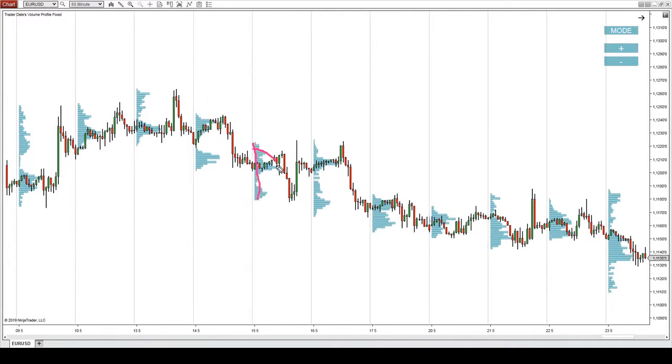Afterwards, there's a balance, D-shaped profile, and then there is a thin profile, or also sort of a double distribution profile, but I would say that it's more like a thin profile, this one, because there is a trend behavior. After a trend, as usual, there's a rotation. So if after a trend you see a D-shaped profile like this, there'll likely be a rotation.